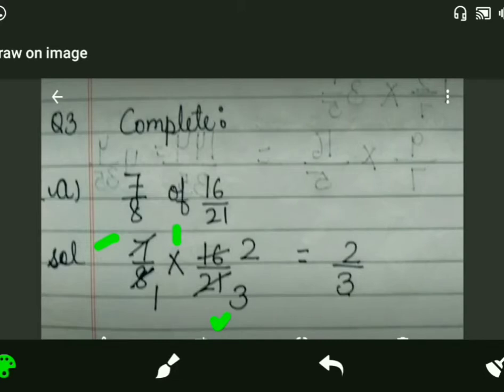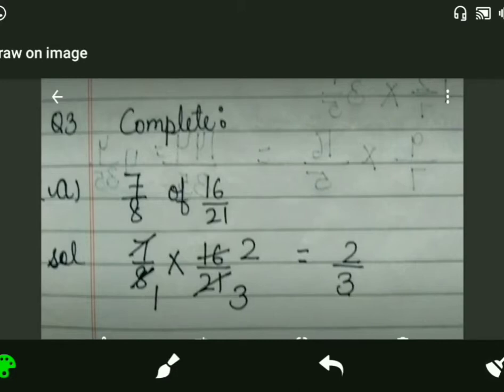Clear? Now also see the second two numbers, one from the numerator and one from the denominator. 8 and 16, both numbers come in one table, that is the 2 table only. Sorry, the 8 table only. 8 1s are 8, 8 2s are 16. So in place of 8 I will write 1 and in place of 16 I will write 2. Now 1 2s are 2, and downward in the denominator you have to multiply. Means 1 3s are 3. After cutting, whatever numbers come, we will multiply them. So 1 3s are 3.